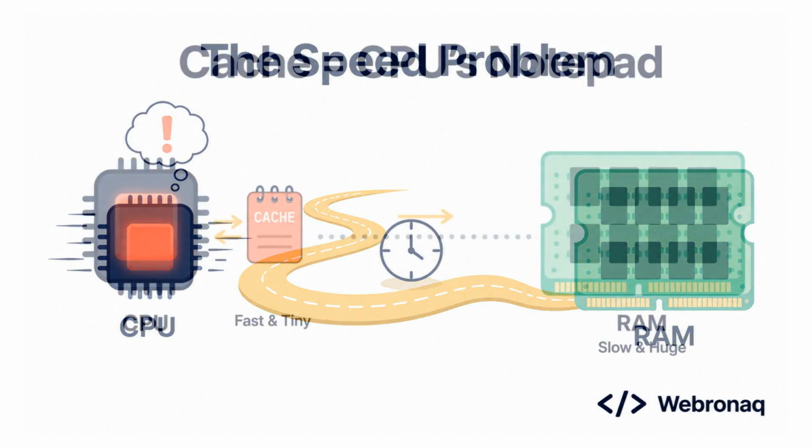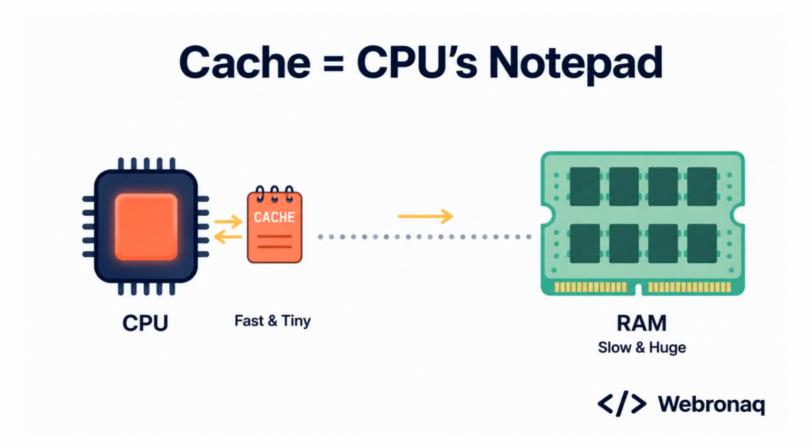Let's break it down. So what exactly is cache? Cache is a small, super fast memory built right into the CPU itself. Think of it like a notepad sitting on your desk. When you're working, you don't keep running to the storage room every 5 minutes to grab a file. You jot down the things you'll need again on your notepad, right next to you. That's exactly what cache does for the CPU.